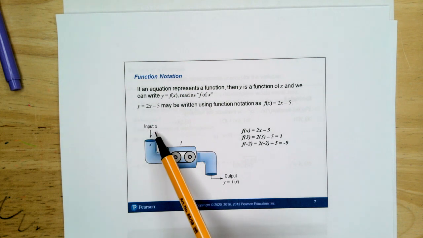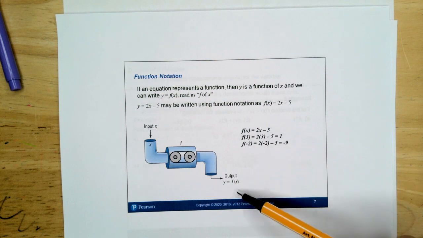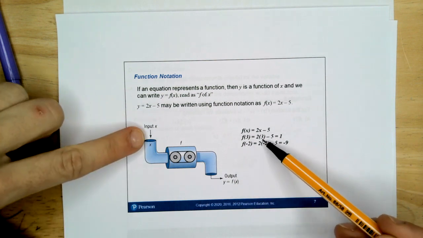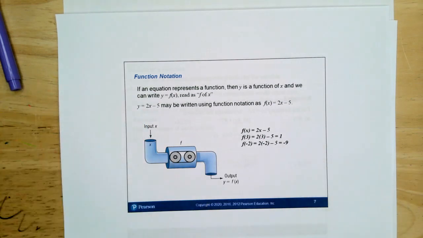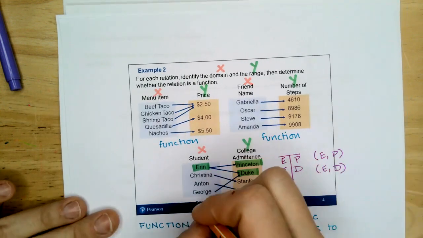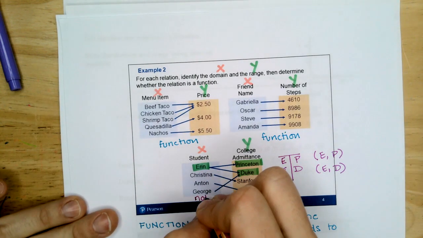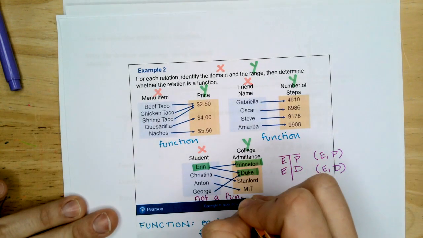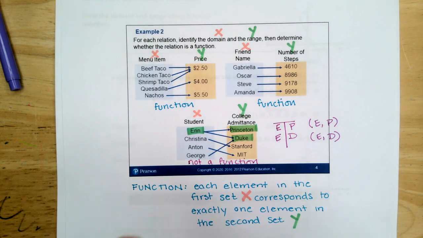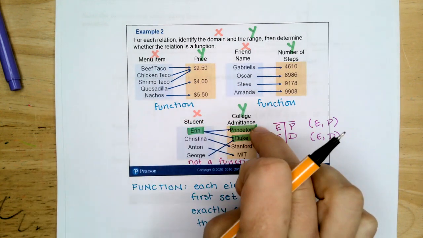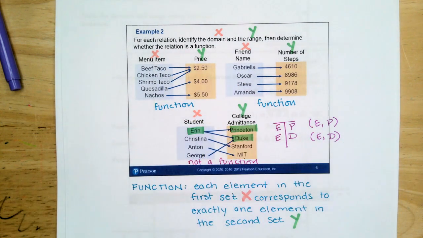If I put in 3, I want to get out -9. I put in 3, I get out 1. I put in -2, I get out -9. That's what makes it a function. This is not a function because Aaron has 2 different outputs. She is one input. Sometimes she outputs Princeton, sometimes she outputs Duke.